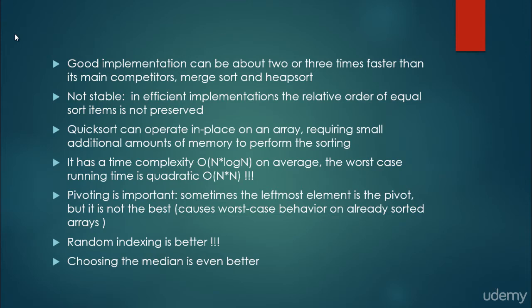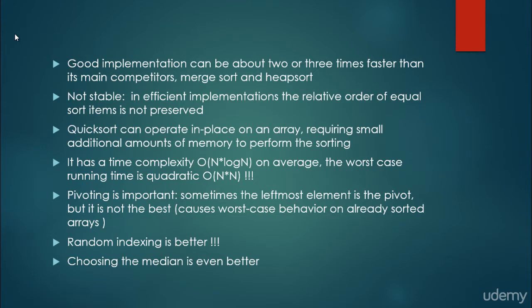If you may recall, merge sort has a linear memory complexity. That means that it does need additional memory space. On the other hand, Quicksort can be implemented without any additional space, and it has a time complexity of O(n log n) on average, but the worst case running time is quadratic, meaning O(n squared).